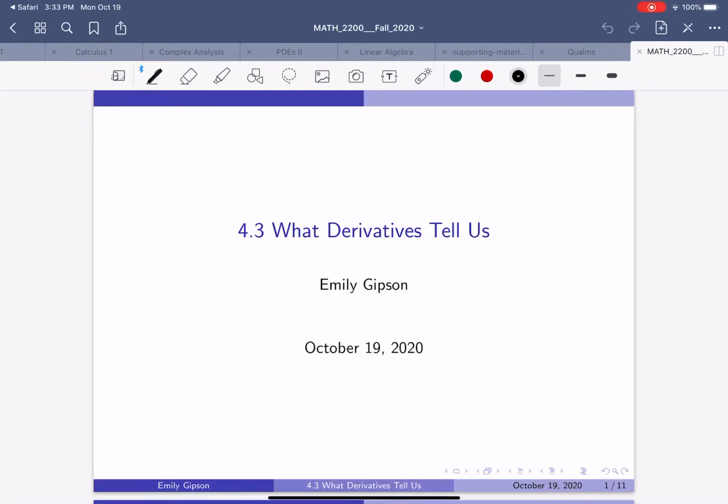Good afternoon. Today we're going to be talking about section 4.3, what derivatives tell us. And this really leads from an example I did in 4.2 where I graphed my function, and it gives us a few more tools for graphing functions. And section 4.4 is indeed, how do we graph functions using the derivative? So this section really prepares us for that.